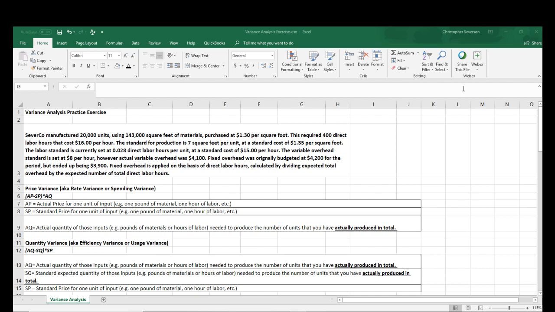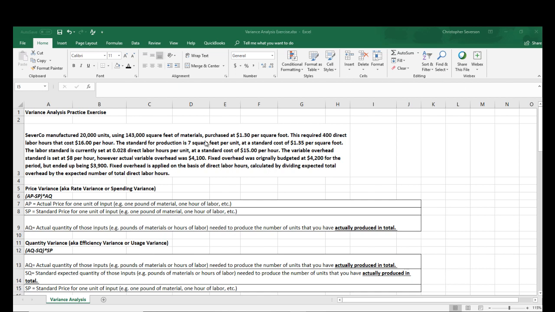So I've built this template which should help you to work really any type of variance analysis problem that you might have related to the materials, direct labor, and variable overhead variances. Now the fixed overhead variance is separate. I wanted to mention that. That's a separate calculation altogether that we'll deal with in another journal entry or another practice exercise. But this particular template will work fine for the first three.